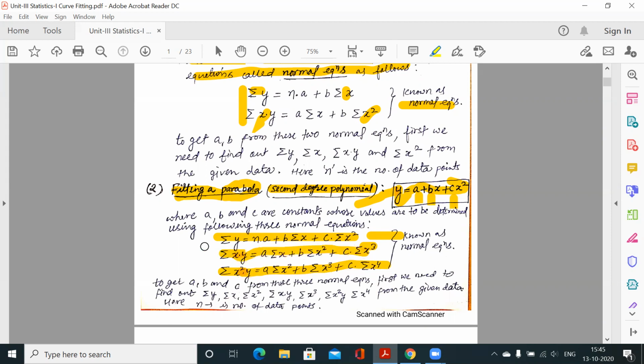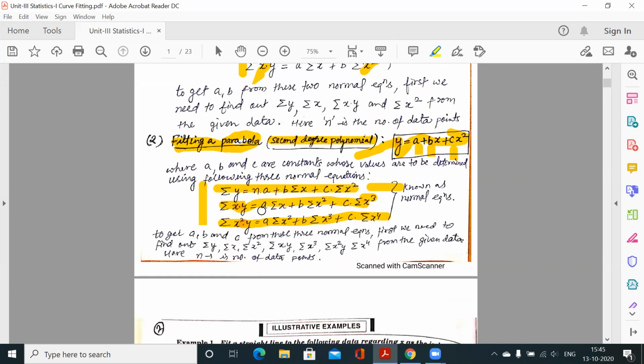So we have these three normal equations, and here we have to find out the summations. Using the given data, we will find summation y, summation x, summation x square, summation xy, summation x cube, summation x square y, and summation x to the power 4. This we can easily get from the given data.